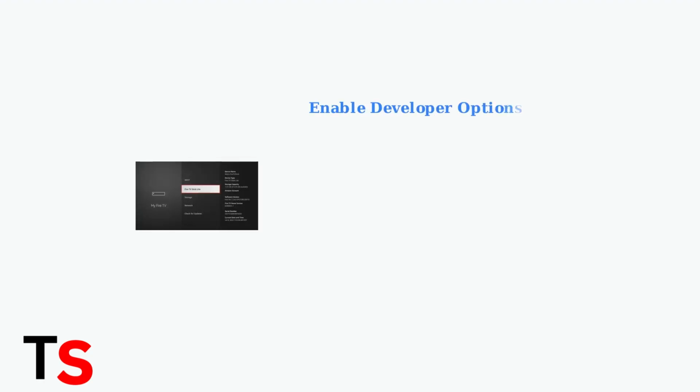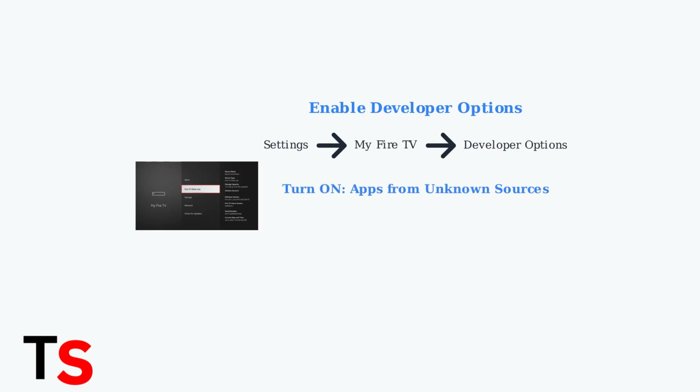Before you can install apps from unknown sources, you must enable this option in your Fire Stick's developer options. Navigate to Settings, then My Fire TV, and finally Developer Options to turn on apps from unknown sources.